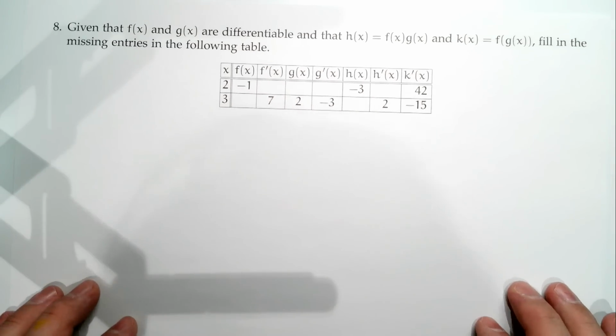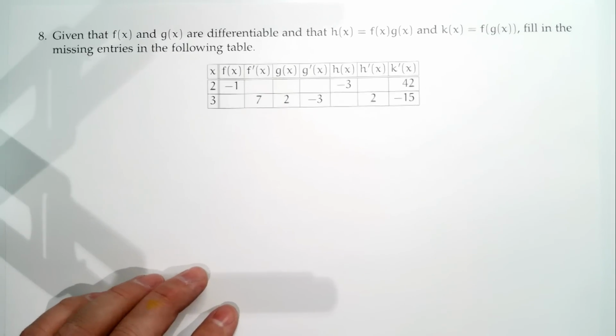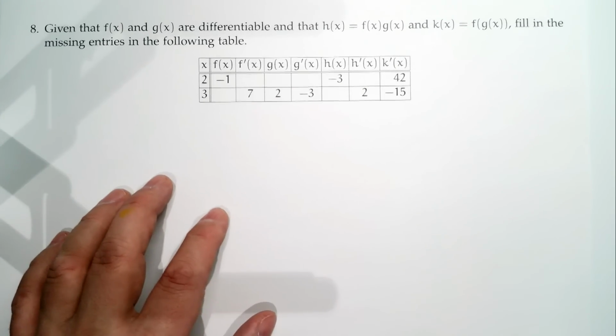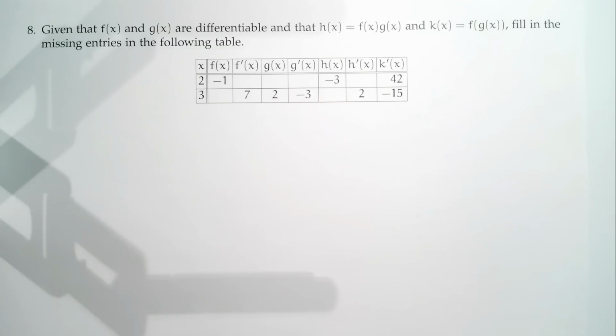Number 8. Given that f of x and g of x are differentiable, and that h of x equals f of x times g of x, and k of x equals f of g of x, we want to fill in the missing entries in the following table. So here we have this table where a lot of entries are not there. In other words, we've given you information, and we want to say, well, use what is available to you and fill the pieces of information in.